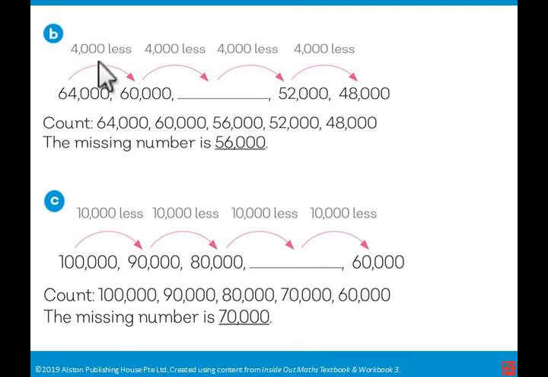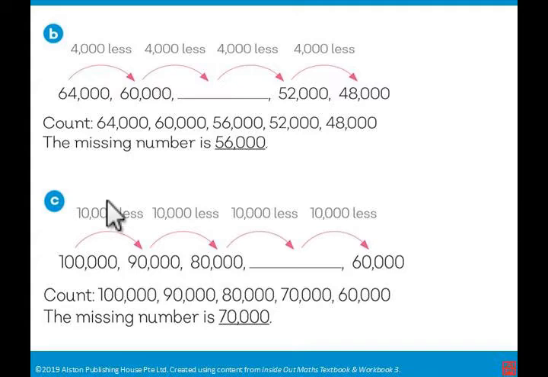Okay, letter B. 4,000 less. When you say 4,000 less, it means backward, decrease. So we have 64,000, 60,000, blank, 52,000, 48,000. If we count, 64,000 minus 4,000 is 60,000, minus 4,000 is 56,000, minus 4,000 is 52,000, another minus 4,000 is 48,000. So the missing number is 56,000.